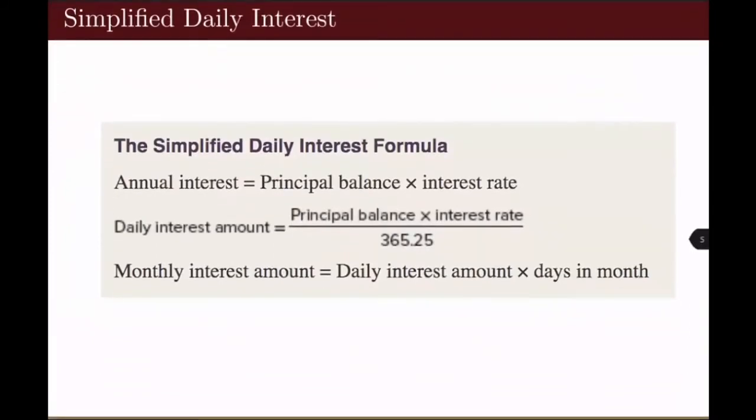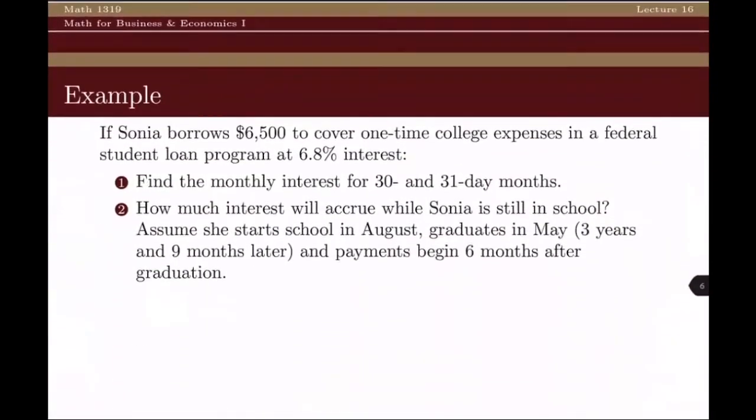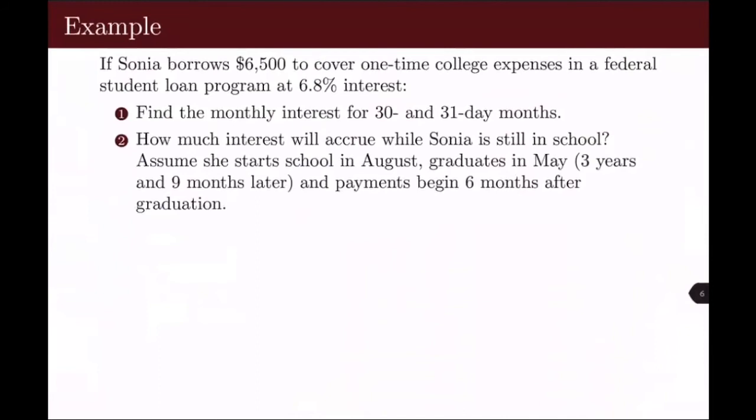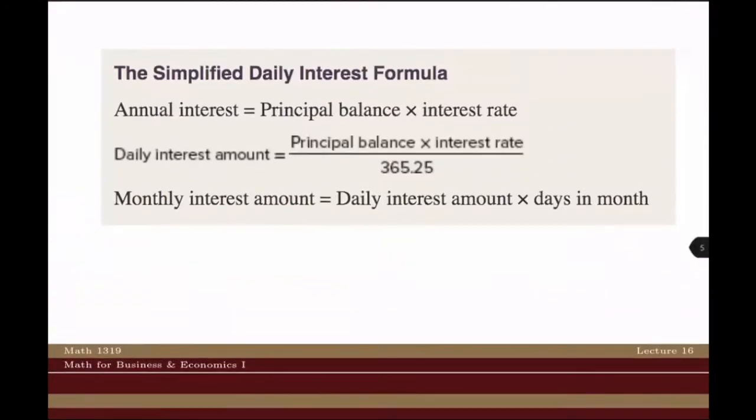Next, we're going to talk about simplified daily interest. So simplified daily interest is going to be another question that's going to pop up on your homework. So I just wanted to give y'all these formulas and do an example with y'all. So Sonia is going to borrow $6,500 to cover one-time college expenses in a federal student loan program at 6% interest. We want to find the monthly interest for 30 and 31-day months. So we can see up here that the daily interest amount is equal to the principal balance times the interest rate divided by 365.25.